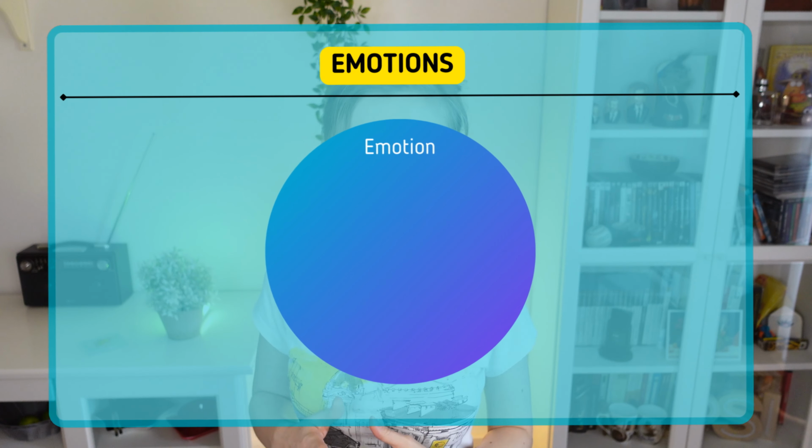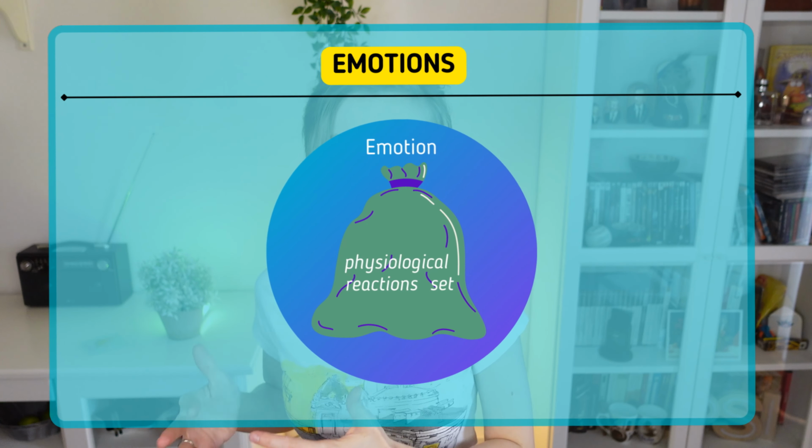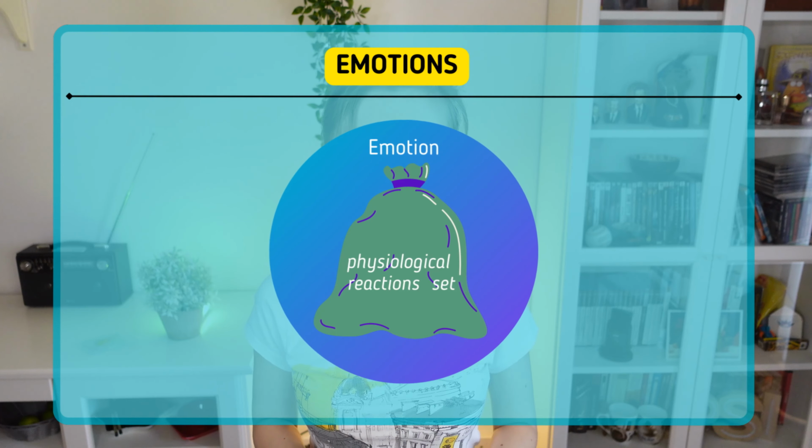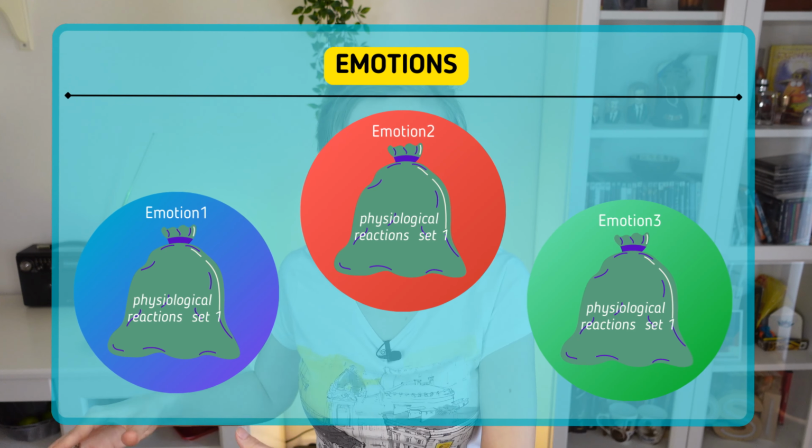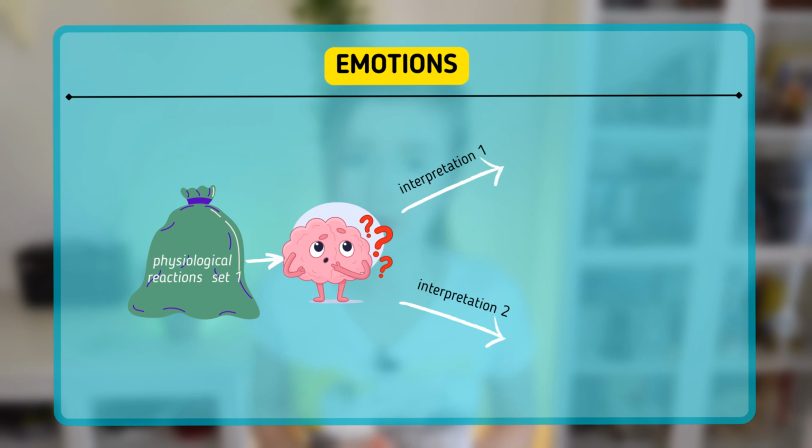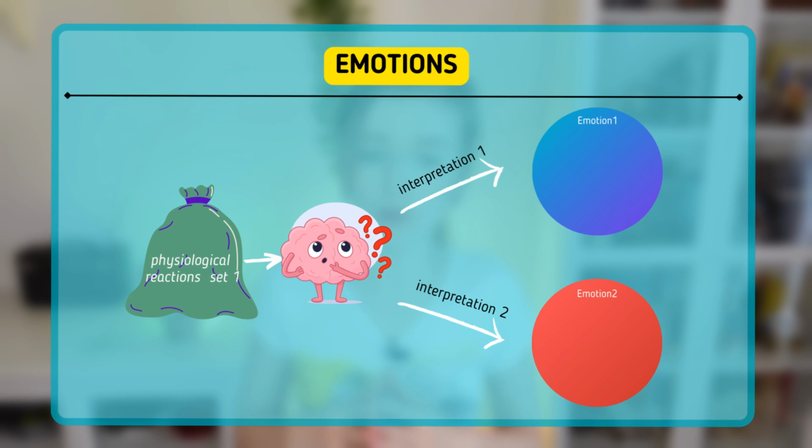The point is that according to Schachter and Singer's theory, initially every emotion is based on a certain set of physiological reactions. Moreover, this set of reactions may be the same for different emotions. In the case of our experiment, we are talking about the emotion of fear and the emotion of mild crush. And depending on how our brain explains the physiological reactions we experience, this will be the emotion we recognize.